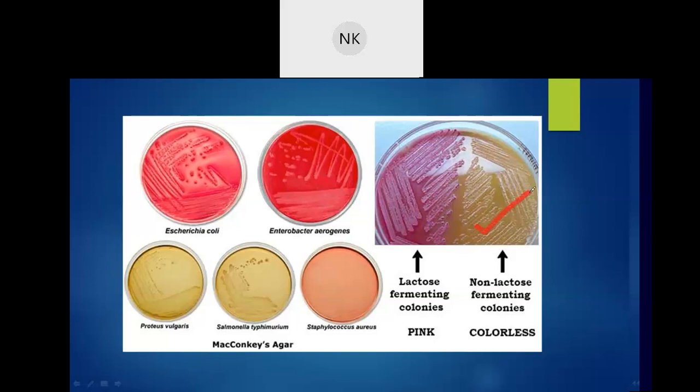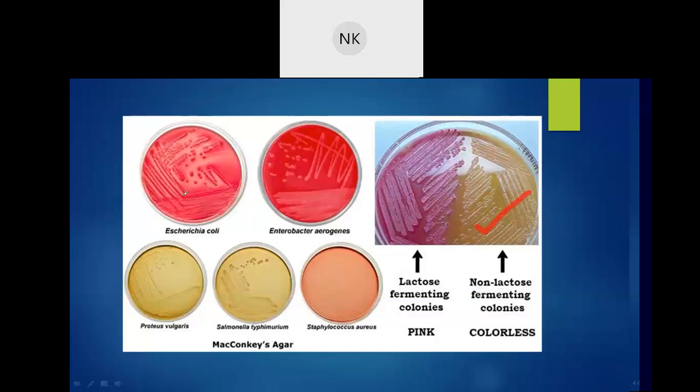This one is non-lactose fermenting colonies. As we have discussed, white color colonies are formed when incubated on MacConkey's agar media, because they are not able to ferment the lactose which is present in the media. So pink color colonies on MacConkey agar are lactose fermenters. This one is an example of differential media, that is MacConkey's agar media.